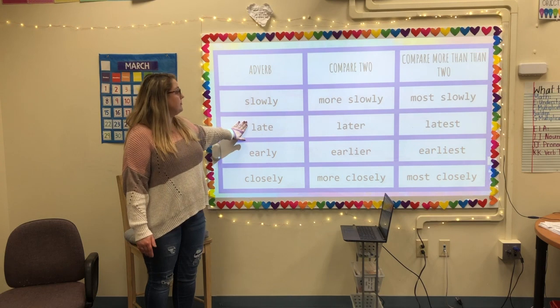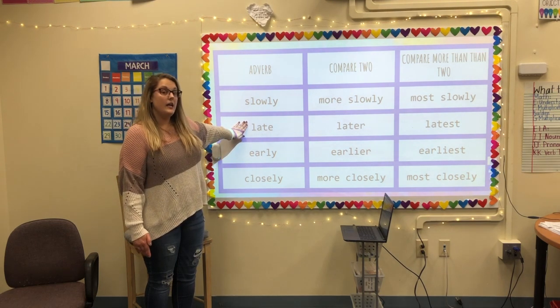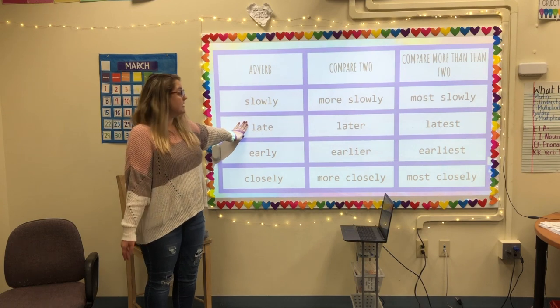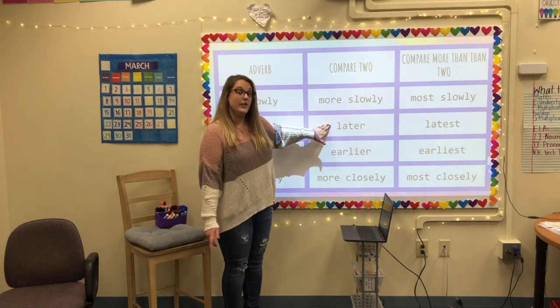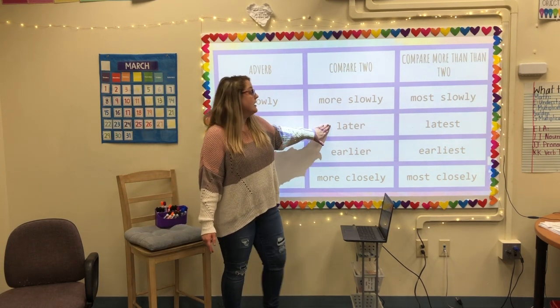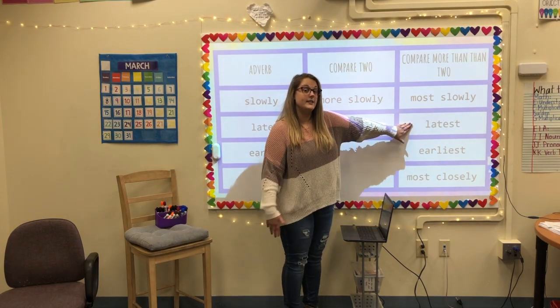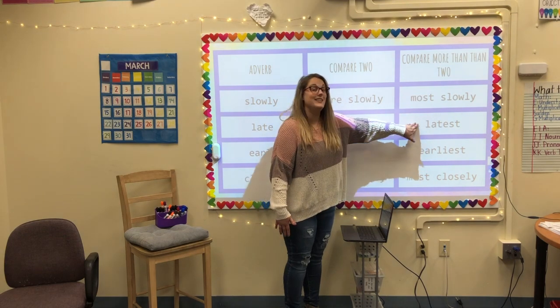Let's look at the adverb late. If you're looking at what time people got there, so the action of getting somewhere, one person might get there later than another person. If you're looking at multiple people and how they're getting somewhere, one person is going to be the latest.